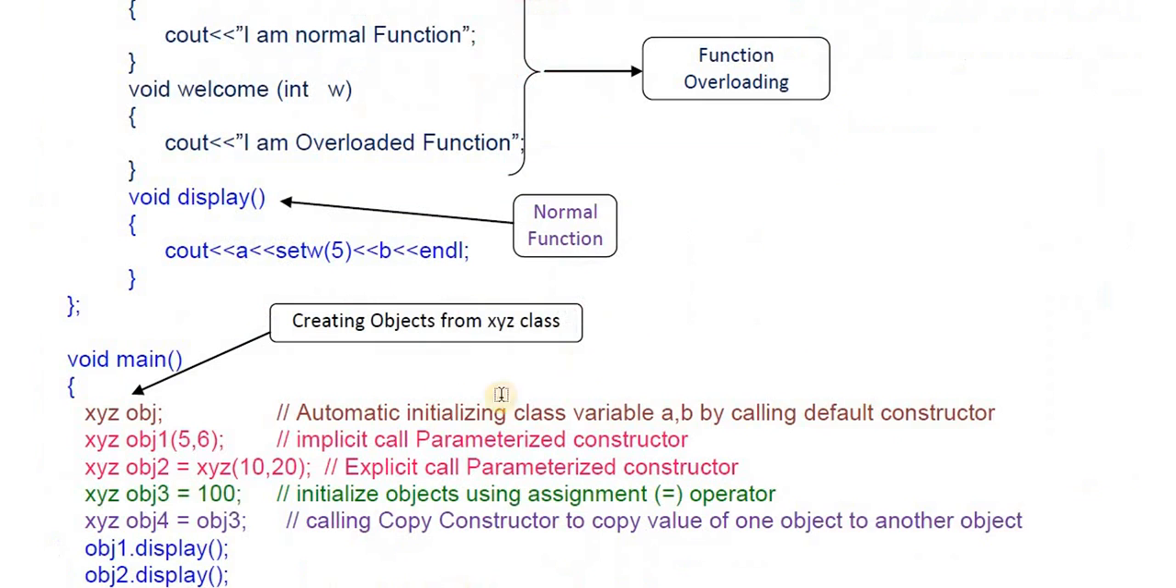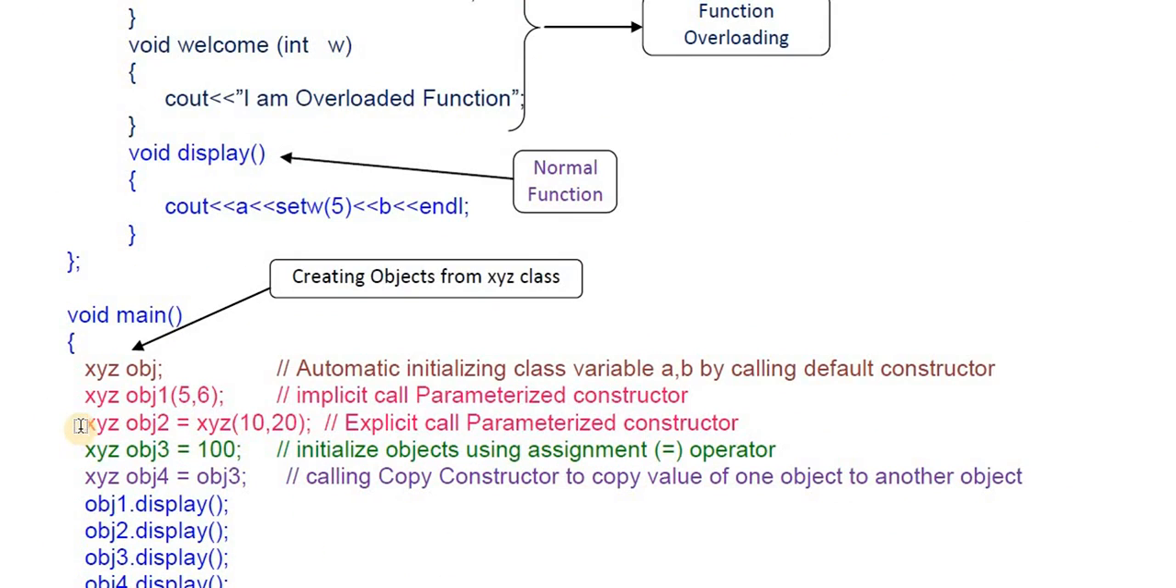So here, this is the example. This is an example of an explicit call. Here we are using the name of the constructor, XYZ. In the above example, this is an implicit call, but there we are not using the XYZ name. So this is called automatic calling, and this is called explicit calling. Explicit means by using the name of that constructor. So this is an explicit call to the parameterized constructor.